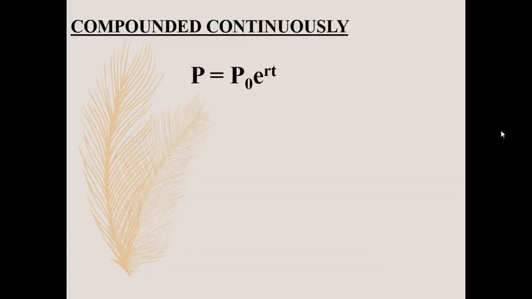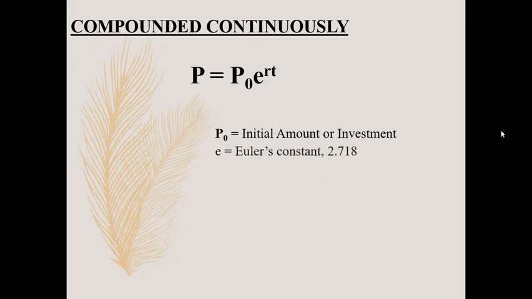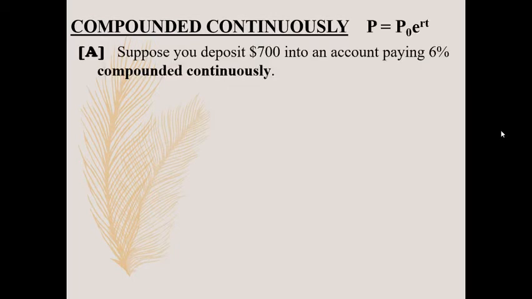Here we have what is known as PERT, the compounded continuously equation. P sub 0 is the initial amount or investment. We have been calling this A in our previous exponential and compound interest equations. e is Euler's constant, 2.718, or just use the e on your calculator. r is equal to the rate, and t is time.